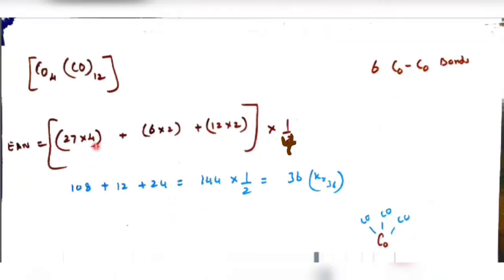So 27 into 4, where 27 is the atomic number of cobalt, and the central metal atoms are 4. So 108 plus 6 into 2, 12, plus 12 into 2, 24, equals 144. So totally it is 1 by 4. It is 1 by 4, we are getting 36. Krypton 36.